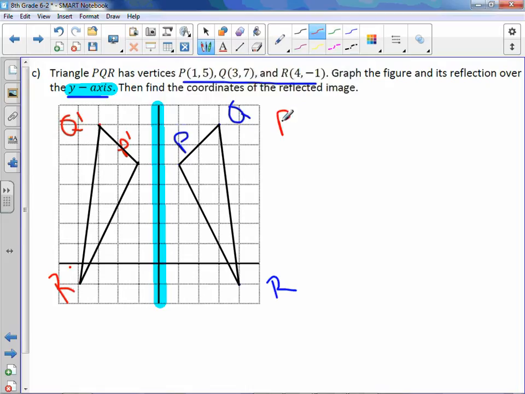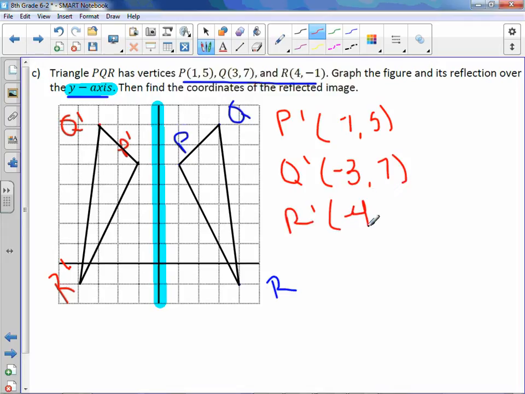And let's write the coordinates of our image. P prime is (-1, 5). Q prime is (-3, 7). R prime is (-4, -1).